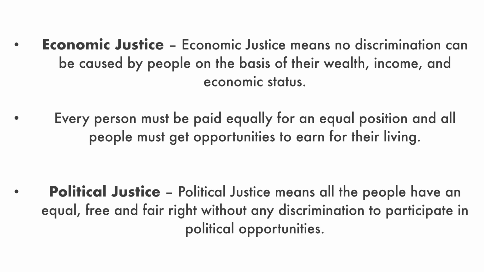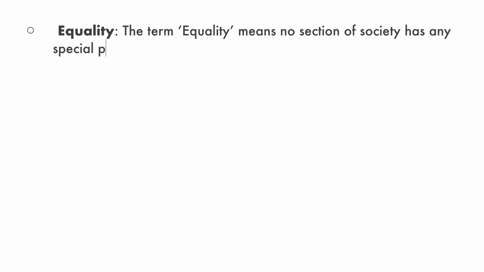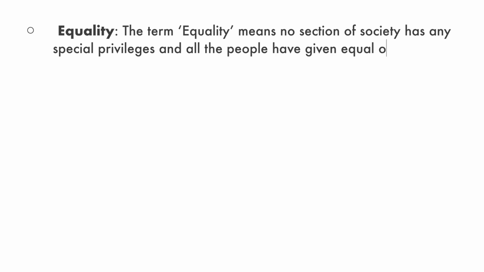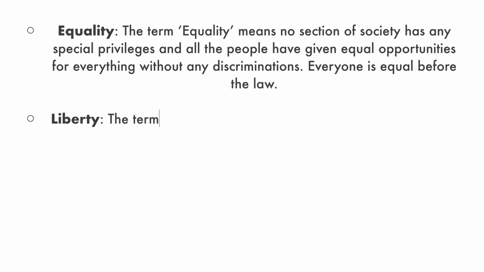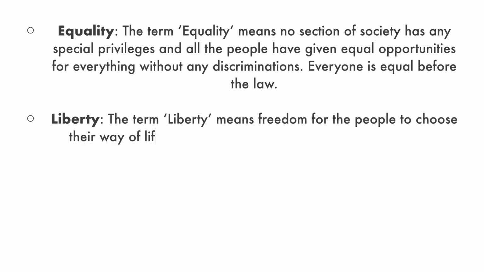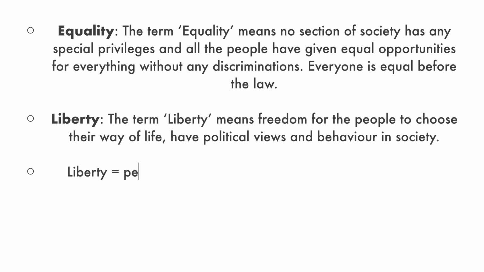Now the next factor is equality. It means no section of the society has any special privilege and all people have equal opportunities without any sort of discrimination. Everybody is equal before law. Next one, liberty. The term liberty means freedom for the people to choose the way they want to live their lives, have political views, and they are free to behave as they want in the society. But liberty does not mean कुछ भी कर सकते हैं हम.